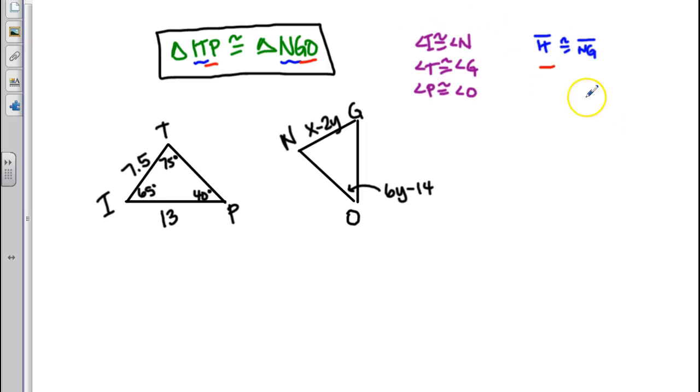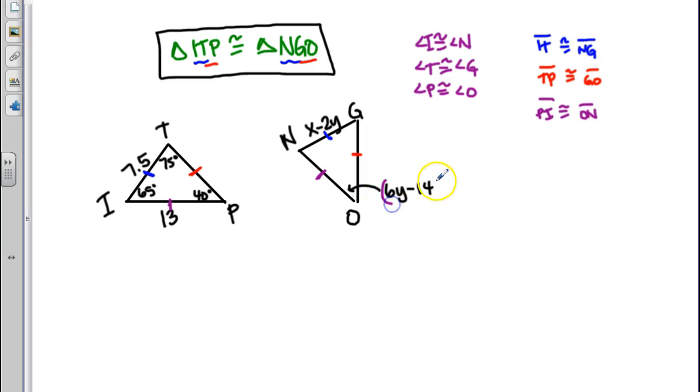All right, side TP is congruent to side GO. And then the last one, side PI is congruent to side ON. All right, so let's check out what we have over here. So IT and NG, I'm going to go ahead and mark that. IT goes with NG, TP goes with GO, and PI goes with NO or ON.